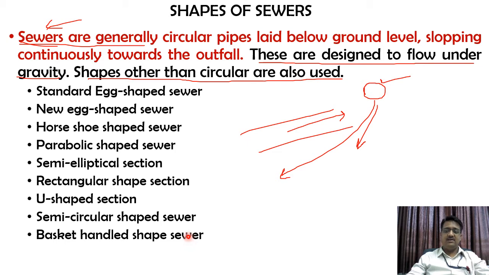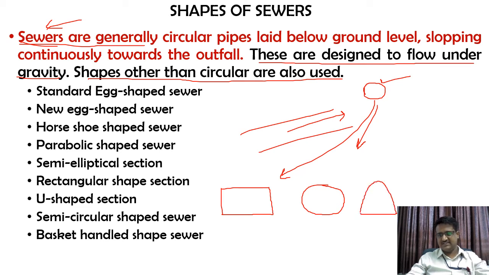Even a simple example: imagine I have a rectangular sewer along with a circular sewer, and one more, a standard egg shaped sewer. Whenever I backfill the soil on top of these sewers, you can imagine the maximum pressure will be on the rectangular one, since it has a flat surface area. Next, the second highest load will be on the circular sewer, because the surface area exposed to the backfill will be more.